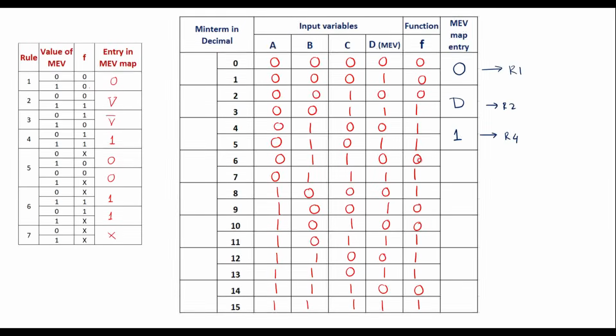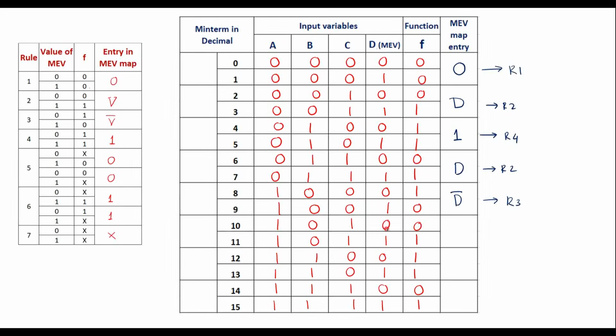So 0, 1. Here also 0, 1. That is nothing but rule number 2. That is variable. Here we can see F value is 1, 0, but MEV value is 0, 1. That is MEV value and F value are complement of each other. In that case, it follows rule number 3. That is 0, 1. Here it is 1, 0. That is V bar. Here variable is D. So it is D bar. I can say this is rule number 3.